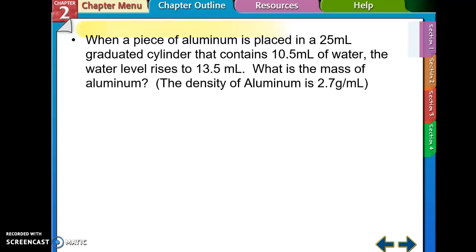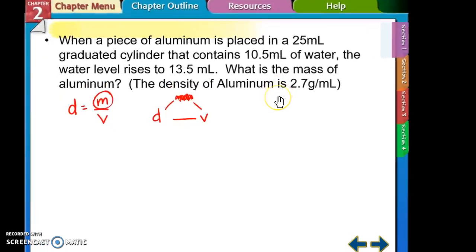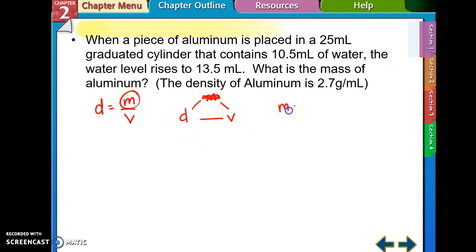It tells me what the density of aluminum is. So I can write my equation, density equals mass over volume, and I know I'm looking for mass. I can also look at my triangle, and if I cover up the M, because that's what I'm looking for, density and volume are on the same level. So that means that to figure out the mass, to calculate the mass, I'm going to have to multiply my density times my volume. Solve for my unknown. So let's look right here and see, do I know the density? Yes, the density is given to me as 2.7 grams per milliliter.